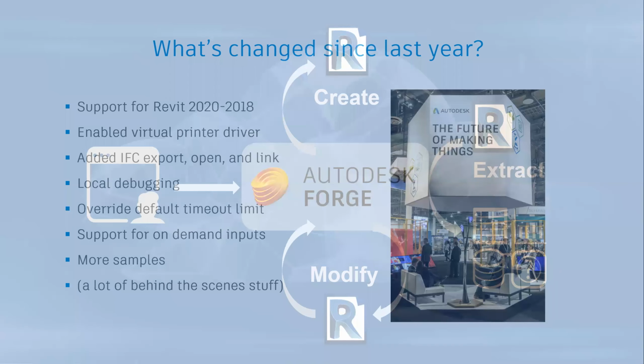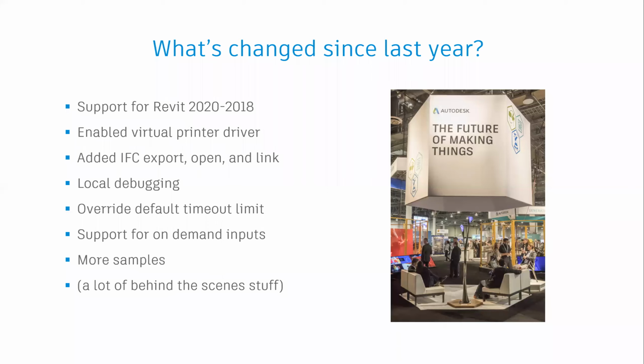So we've talked about design automation for a few years, so I thought it's worth mentioning what changes have happened since the previous year. One of the big changes is that we've added support for Revit 2020, and we plan to continue doing this for future versions. As we issue new versions of Revit, we'll add those new versions. So again, very little effort for you to update from one version to another. You just have to make sure that you're specifying the right engine.